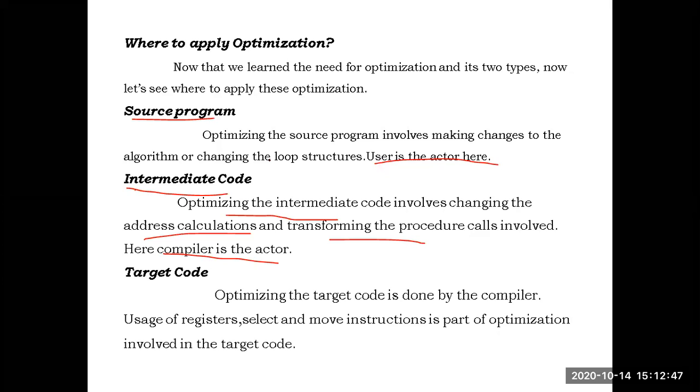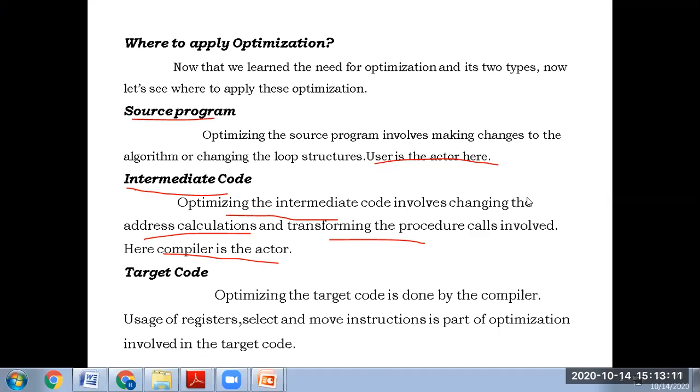So finally, where to apply the optimization: we can apply optimization on the source code, but this optimization is done by the user. We can perform optimization on the intermediate code, or on the machine code, the target code. In all these three locations, wherever we want, we can apply the optimization. Clear?